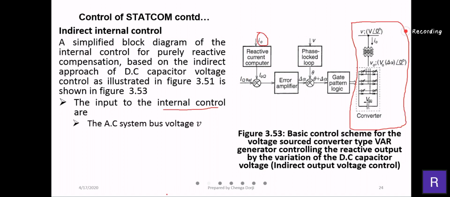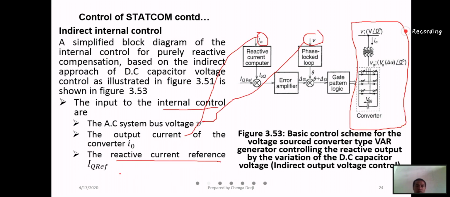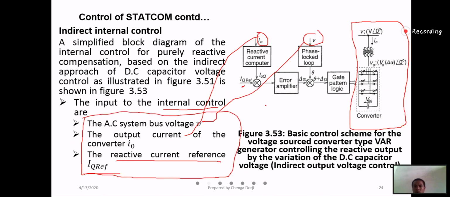Okay, so the first input is the AC system bus voltage. The second one is the output current. The third is the reactive current reference, which will be given from an external part. So these two are internal and this one is external. This is the input for indirect control. For direct control, these three will be there plus one additional: from here you will have one more comparator, and VDC will be given. So that is the fourth input.